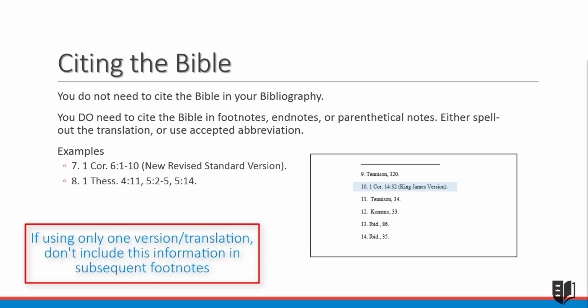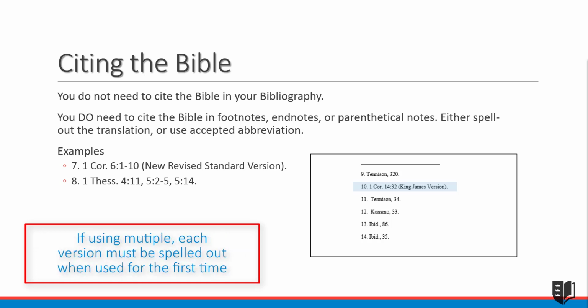If you're only using one translation or version, you do not need to include this information in subsequent footnotes. However, if you are using more than one translation or version, each version must be spelled out when you use it for the first time, and then use abbreviations in parentheses for every subsequent footnote. This helps the reader know exactly which translation the cited scripture came from if more than one version is used.